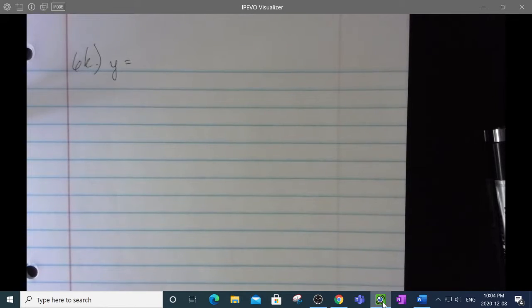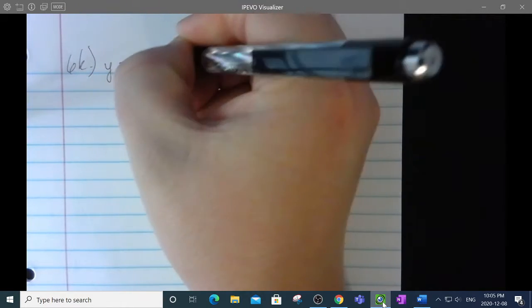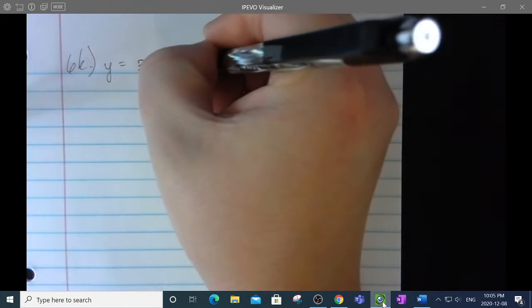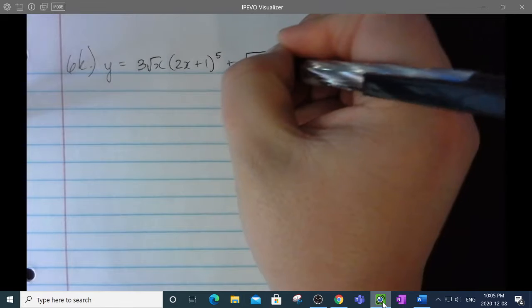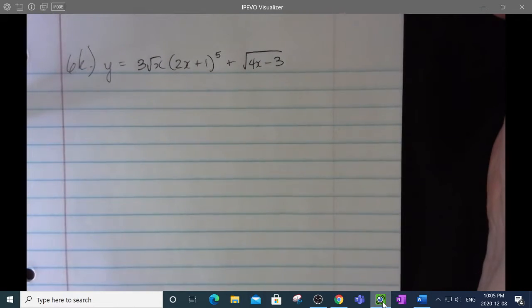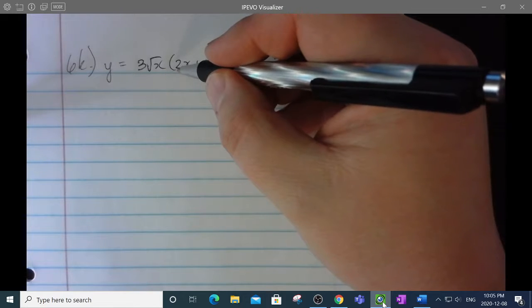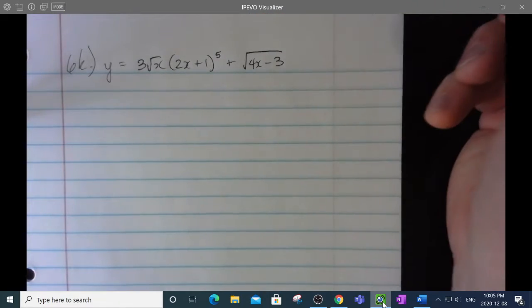All right, I'm going to tackle 6K. So first, let's make sure I'm looking at the book. I'm really good at accidentally copying these things wrong, in which case you're not going to get the same answer as the back because you copied it wrong. Plus the square root of 4x minus 3. Okay, this is going to be a product law and a chain rule and another chain rule.